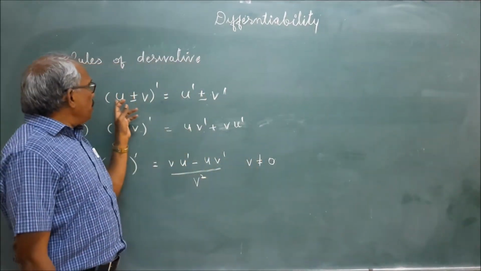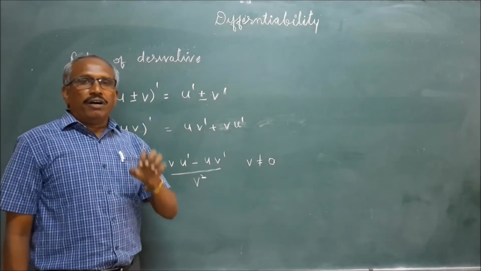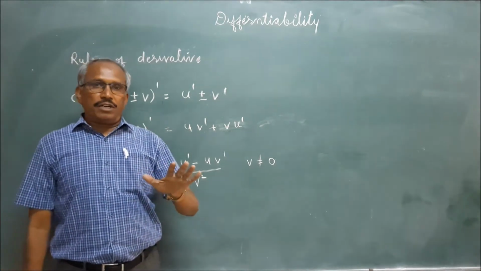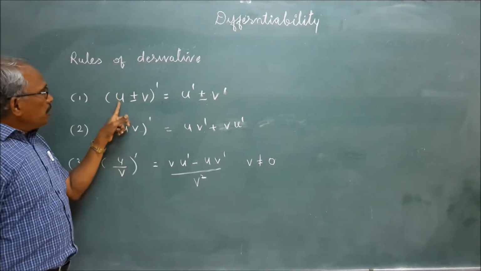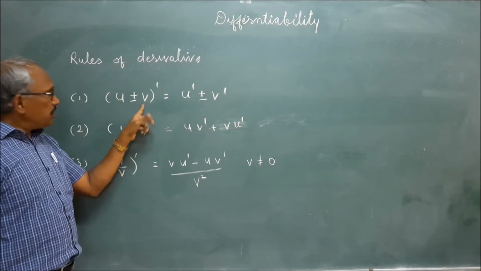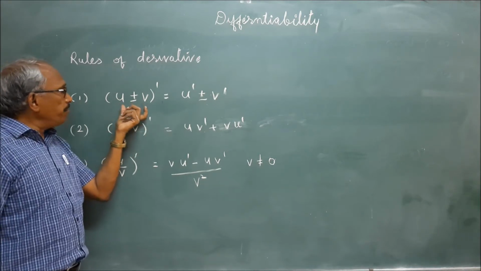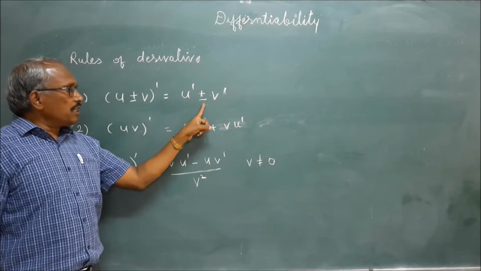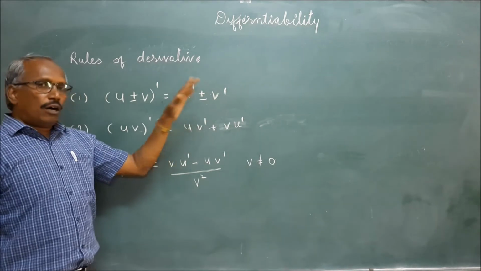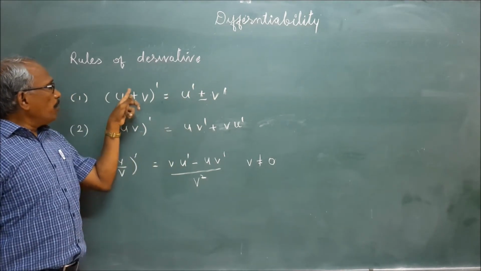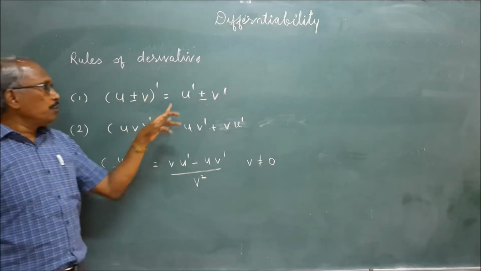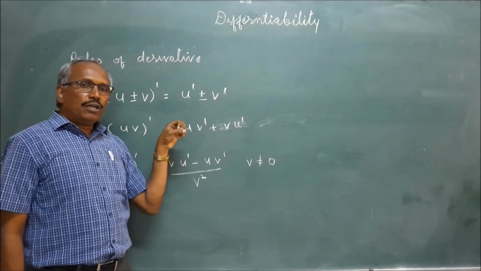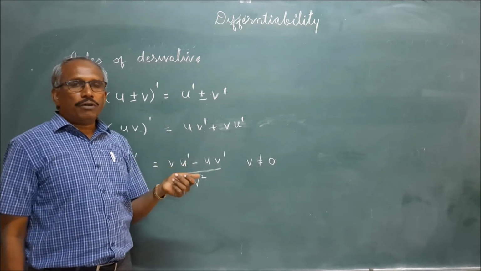If u and v are any real valued functions, then the derivative of u plus or minus v is equal to the derivative of u plus or minus the derivative of v. We can read this as u plus or minus v dash is equal to u dash plus or minus v dash. u dash means the derivative of u, and v dash means the derivative of v.